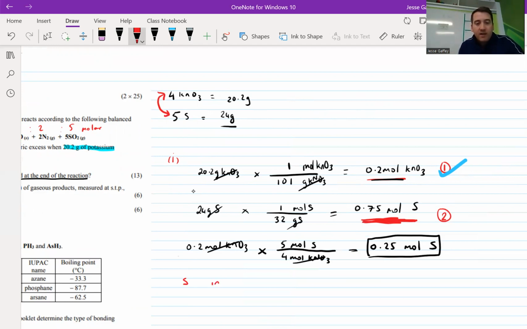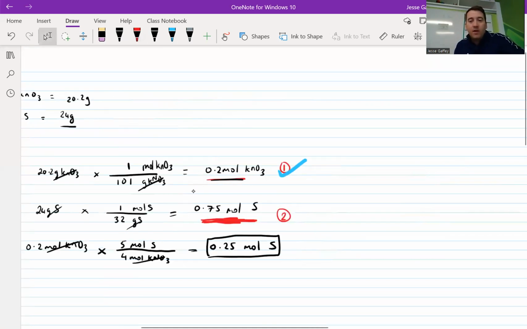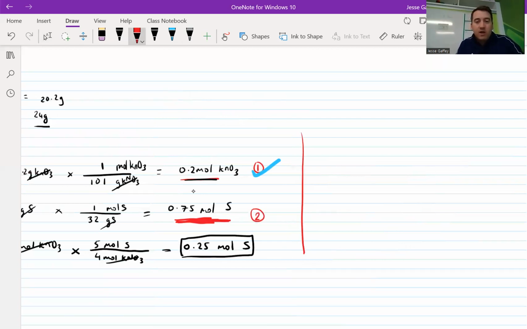S is, I'm actually going to start moving this way over the page, sorry, just so I don't take up too much room. S is in excess. Okay, there's more than enough. The 0.75 and I only needed 0.25. Okay, so S is in excess.